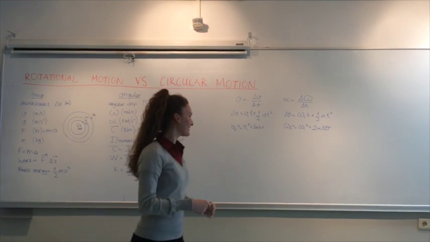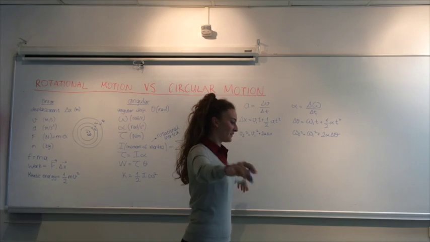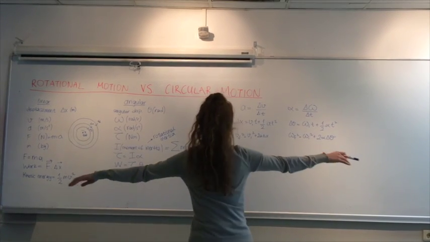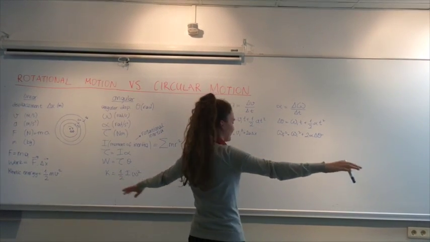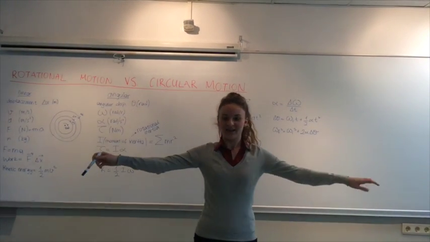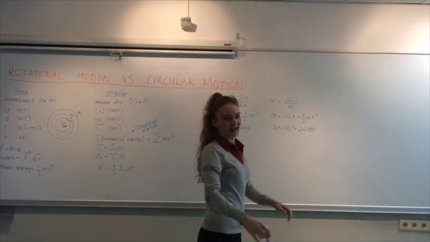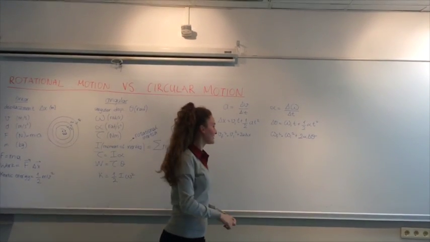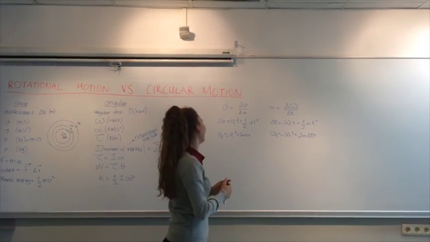So if we would like to demonstrate rotational motion versus circular motion, when I'm turning like this about my own axis, my whole body is moving in rotational motion, whereas my hand and my other parts are moving in their own circular motions. They have different circular velocities, and my own body has a different angular velocity.